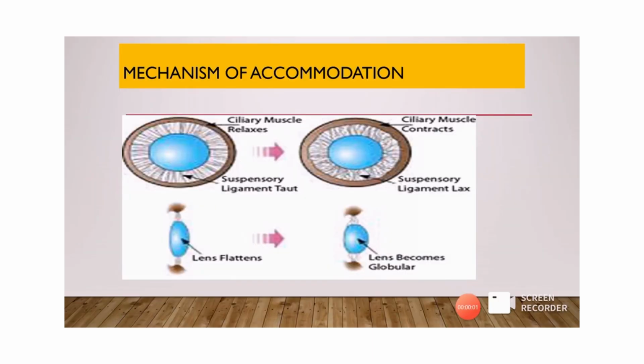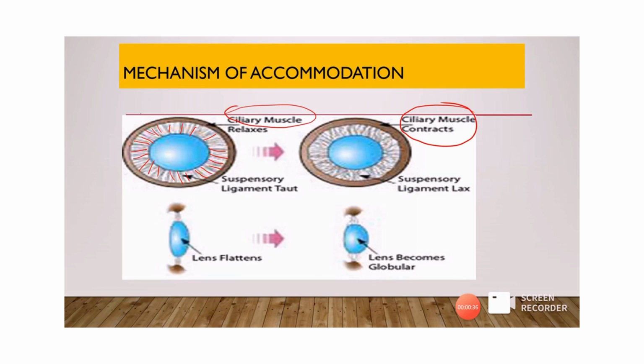Now let us try to understand the mechanism of accommodation. So in accommodation, whenever we want to look at a near object, there will be contraction of the ciliary muscle, right? So this is the cross section of the eyeball, and as I told you, in the eye we have the lens, and the lens is suspended with the suspensory ligaments, and these suspensory ligaments will be connecting the lens with the ciliary body, and in the ciliary body we have an important muscle which is called the ciliary muscle.